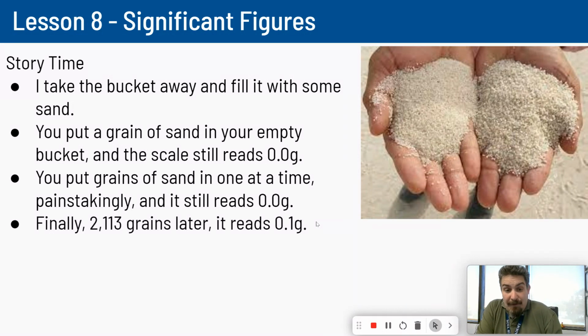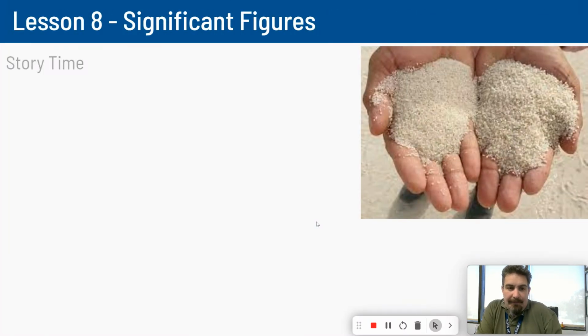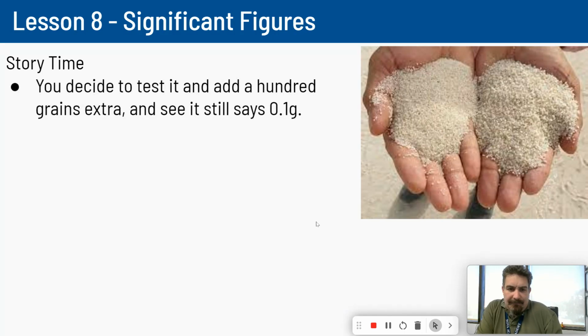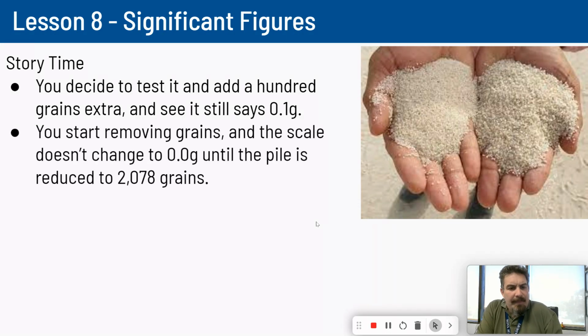Finally, after 2,113 grains later, it says 0.1. You decide to test it, so you add 100 more grains, but it still says 0.1. You start removing grains, but the scale doesn't say 0.0 until it's reduced to 2,078 exactly.